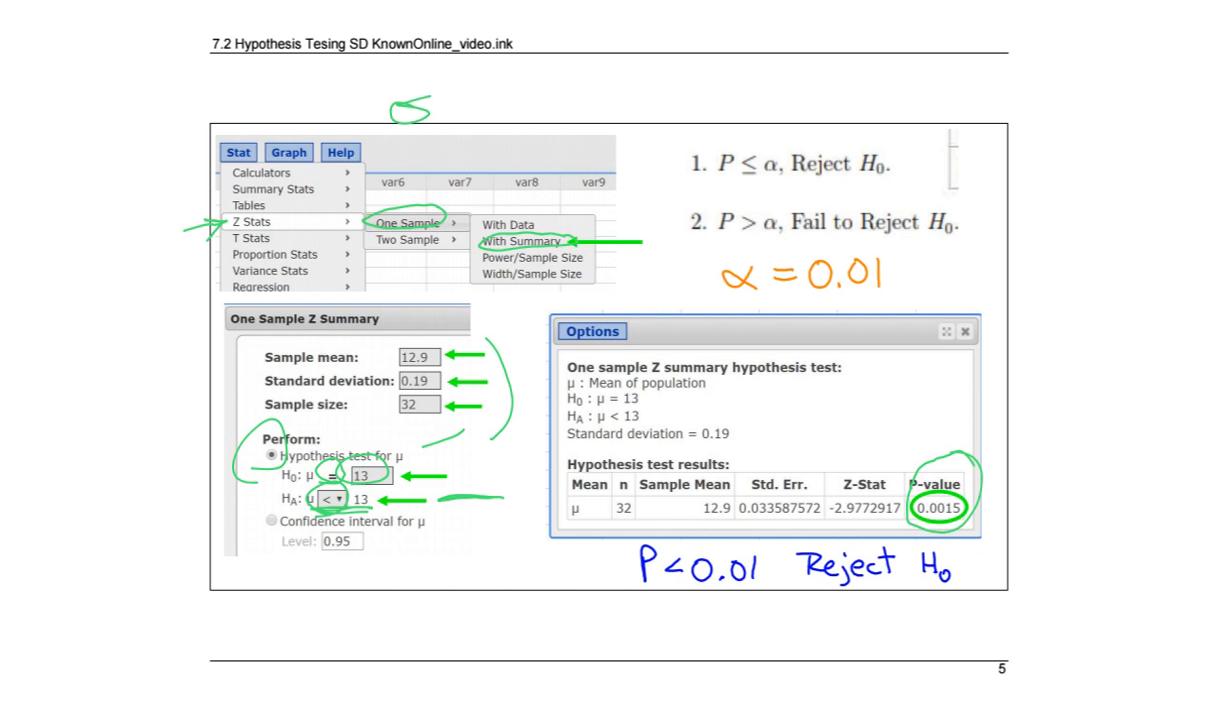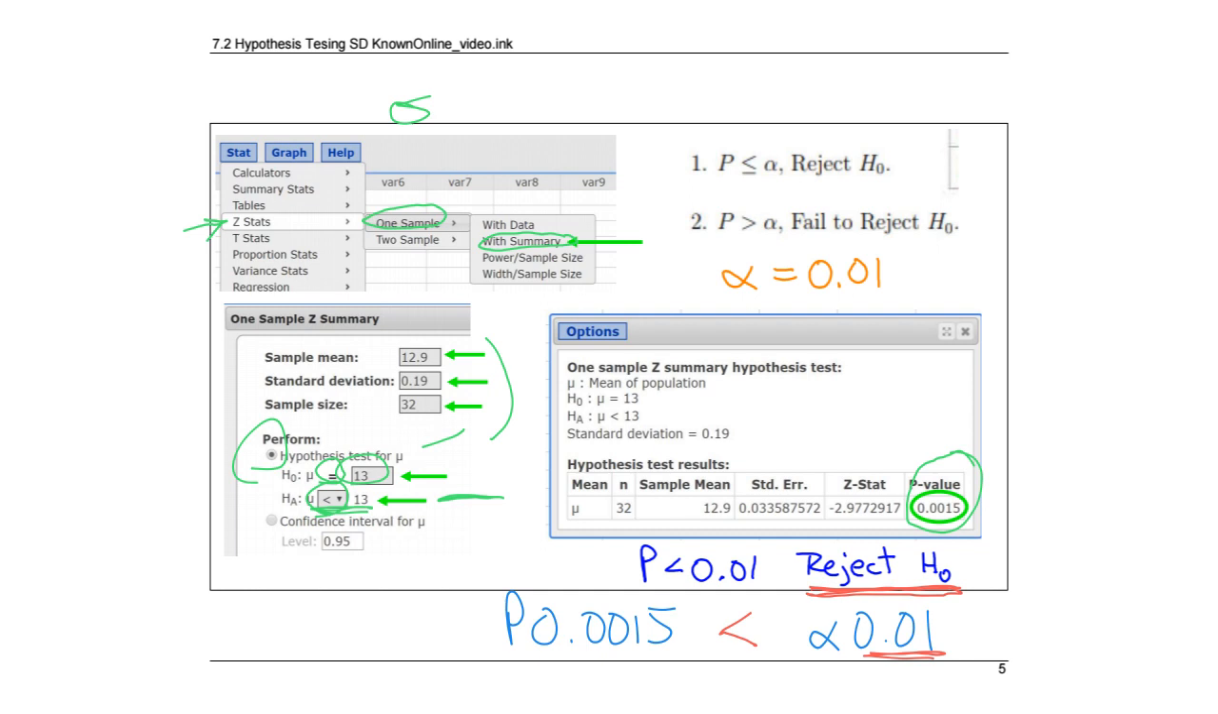All right, so let's think about this. Our p-value is 0.0015. This is very, very tiny. Our alpha is 1%, 0.01. The issue is that our p-value is very tiny and it's less than our significance level of 1%, and therefore we're going to reject H naught. We're going to reject the null hypothesis.